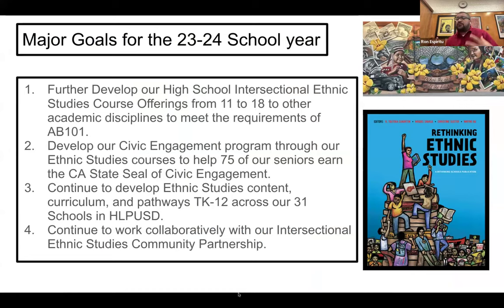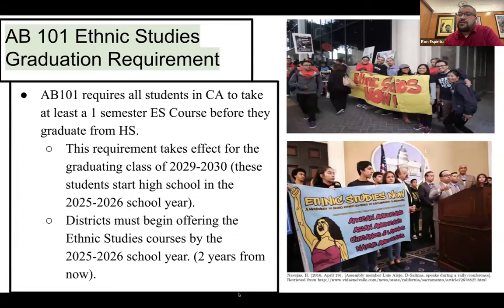I wanted to share with you the top four goals that we've identified for the Intersectional Ethnic Studies program this year. The first is the development of courses to meet the requirements of AB101, which I'm about to go over. The second is creating a civic engagement program, building on the civic engagement and civic advocacy work that has already existed in the district. We're developing K-12 interdisciplinary pathways simultaneously as we're developing these courses, and we're bringing in the community with us with the Intersectional Ethnic Studies Learning Partnerships, which is a group of parents, community members, teachers, staff members, and students too.